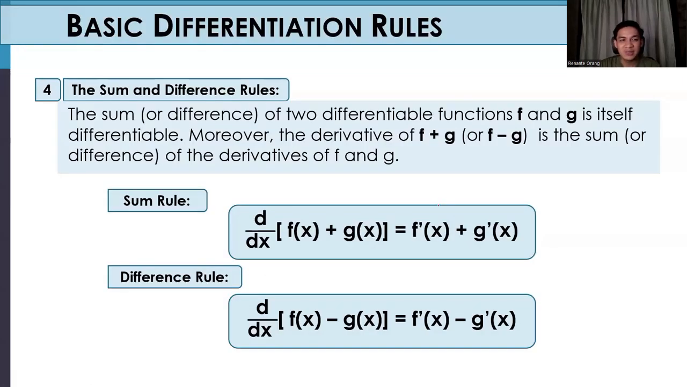The last rules that we will be discussing in this video is called as the sum and difference rules. The sum or difference of two differentiable functions f and g is itself differentiable. Moreover, the derivative of f plus g or f minus g is the sum or difference of the derivatives of f and g. So, ibig sabihin yan, class, we just need to differentiate our function individually. Kumbaga, mind your own business. Tapos, i-copy lang natin yung ating sign convention. Kung positive is positive, kung negative is negative.